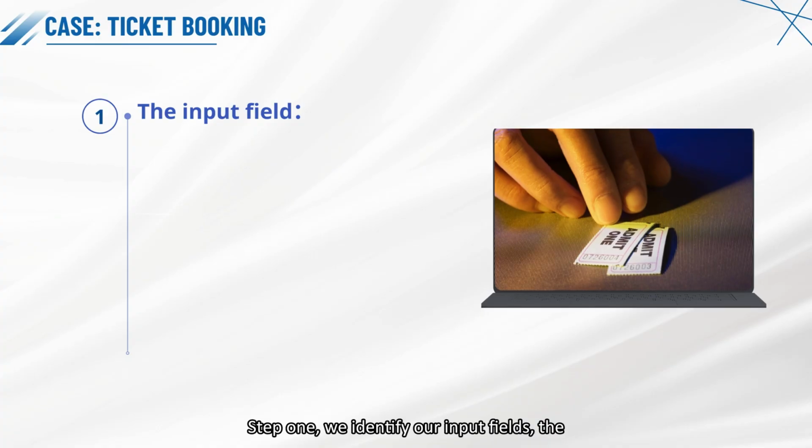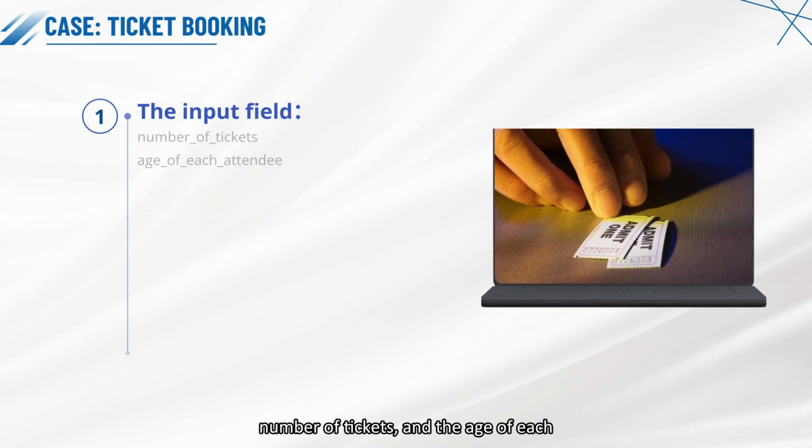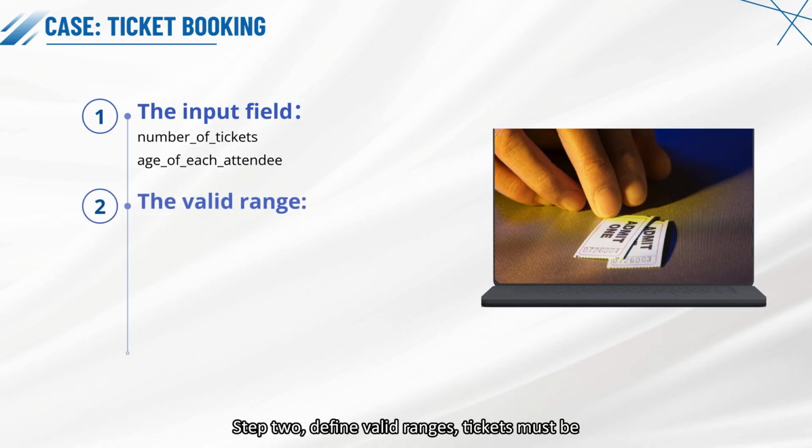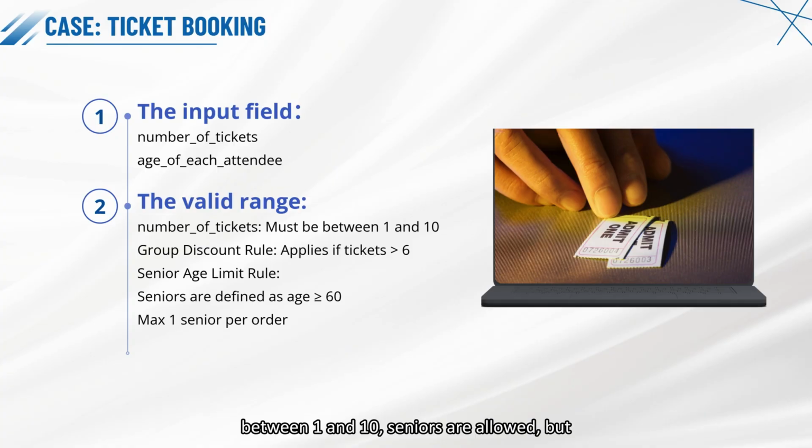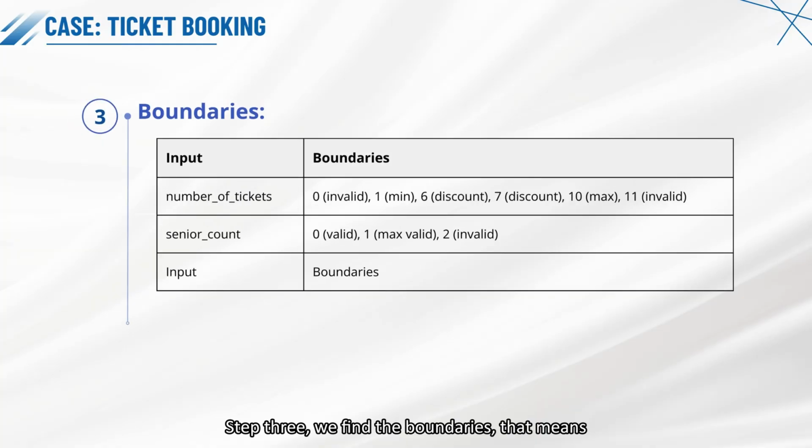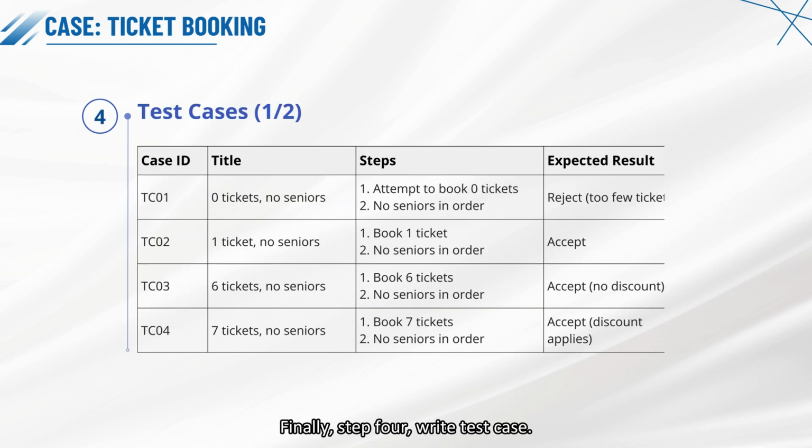Step 1. We identify our input fields, the number of tickets, and the age of each attendee. Step 2. Define valid ranges. Tickets must be between 1 and 10. Seniors are allowed, but just 1 per booking. Step 3. We find the boundaries. That means testing around 1 and 10, 6 and 7 for the discount, and 0, 1, and 2 seniors to check the senior limit. Finally, step 4.